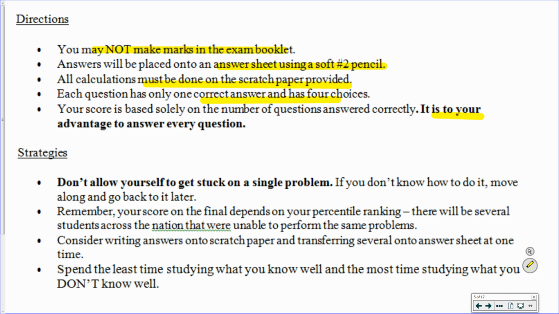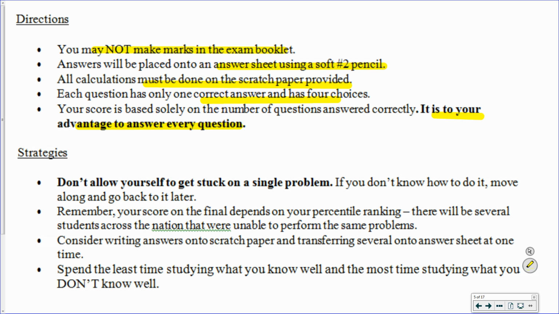It's to your advantage by the end to put an answer for every question. Don't leave anything blank, even if you spell your name out in letters. You've got to put something there. If you put multiple answers on one question, it will not give you credit for either of them.